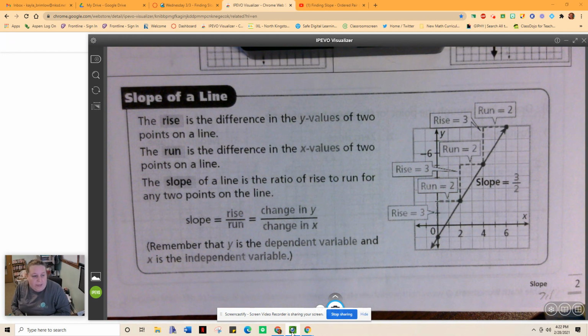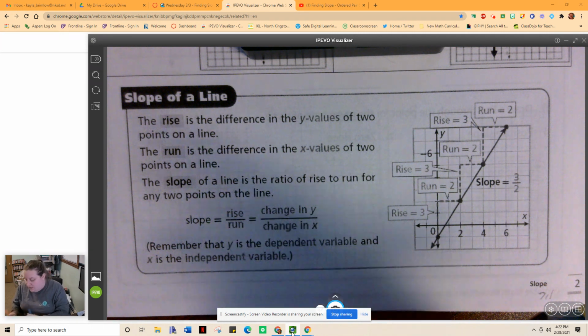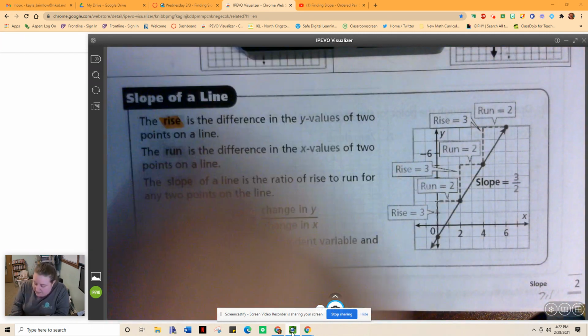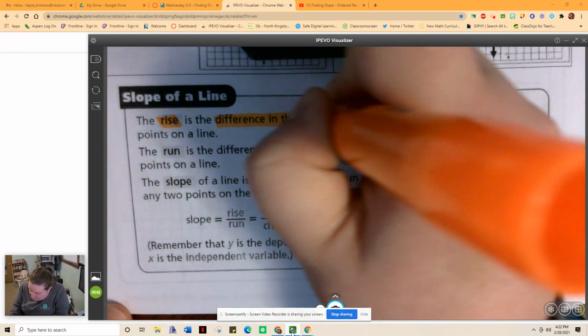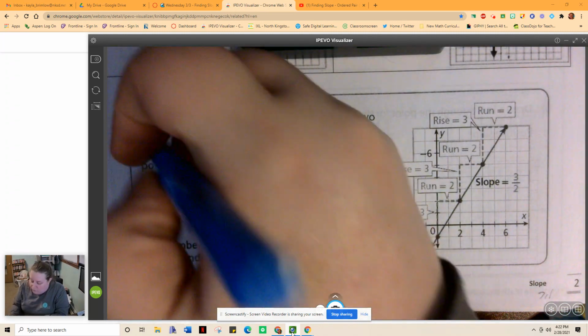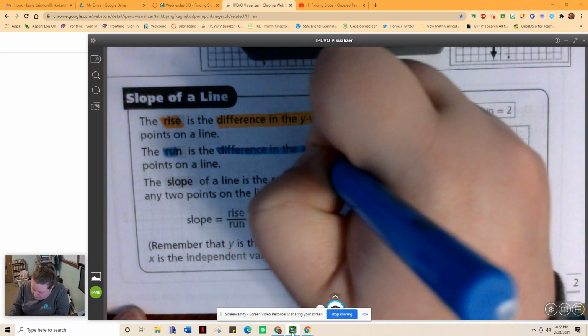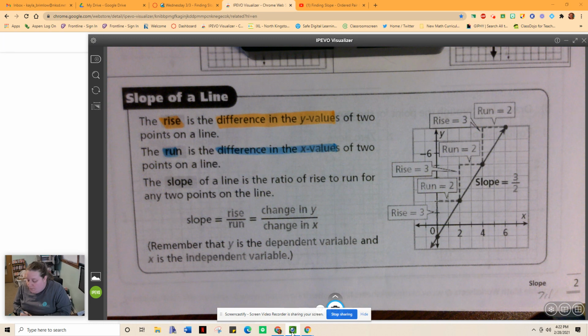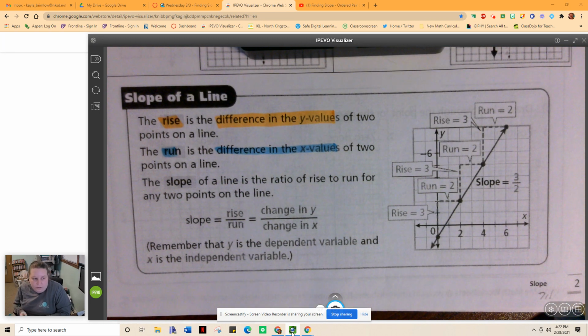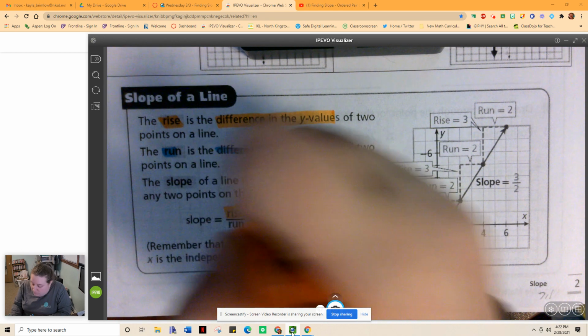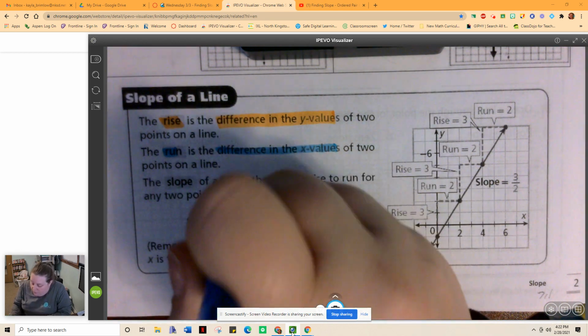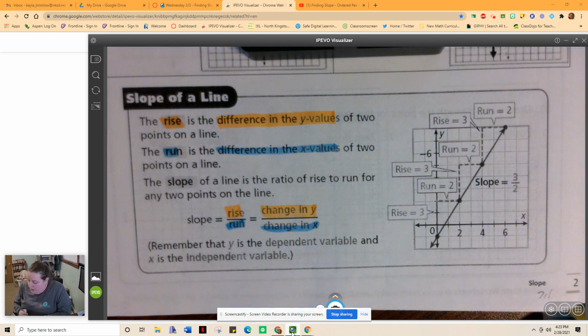So you can find it 2 different ways. One is using the graph itself, or the second way is using the slope formula, and we're going to look at both ways. So I'm going to use my highlighters from yesterday to highlight the information. So yesterday for me, I was using rise as orange, and that's the difference in your y values. And then run is the difference in your x values, okay? So the slope is the ratio of that rise over run. So it's the change in y over the change in x, okay?